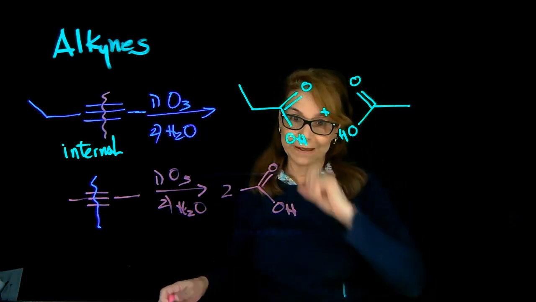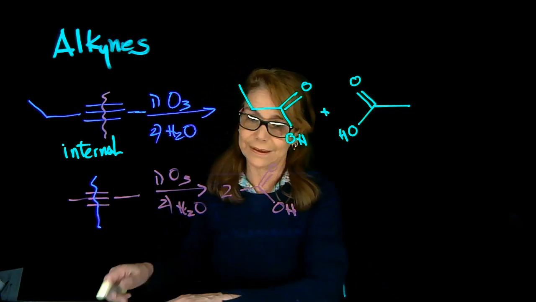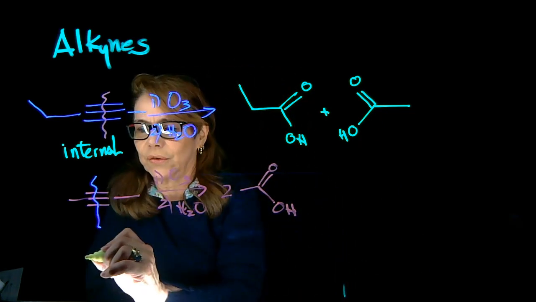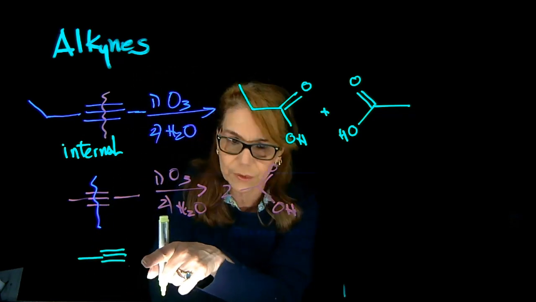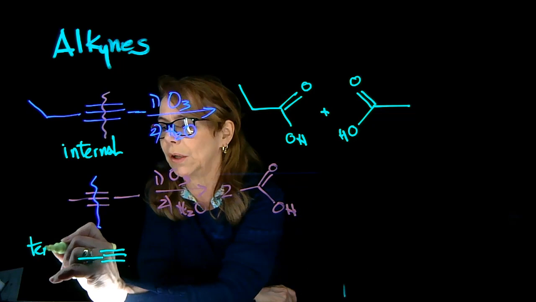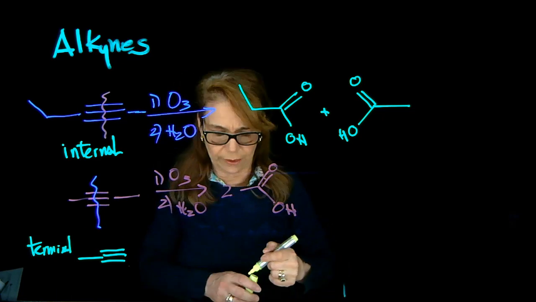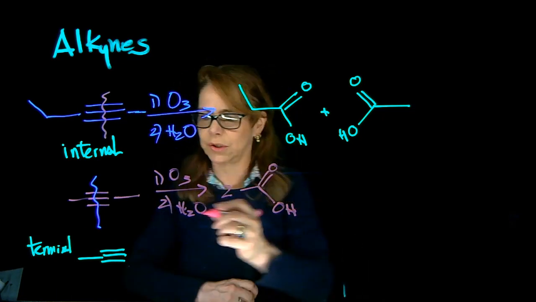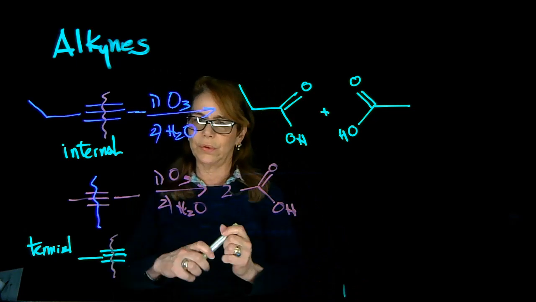Now what happens if the alkyne is terminal? Well, if the alkyne is terminal, let's draw it here. 1, 2, and 3. I'm not drawing the hydrogen, it is there, right? That's when we call the alkyne terminal. So you will have an H there. And again, in that reaction, you're going to be splitting that and producing.